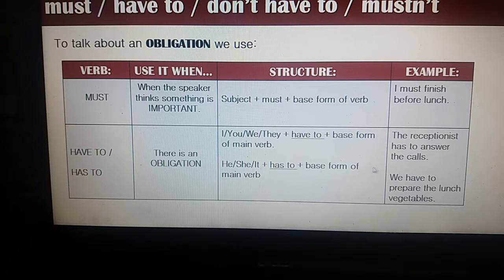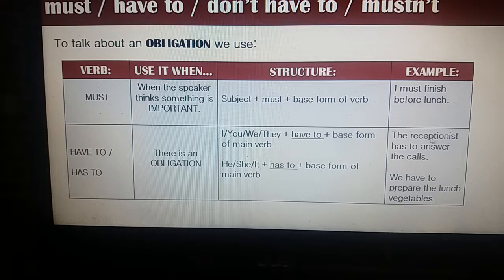Okay? For example, here I have, the examples are mixed, I'm sorry. But let's see. We have to prepare the lunch vegetables. Now notice, here I use have to in the base form of the verb. Okay? And when I have he, she, or it, I must use has to. Okay, he, she, and it go with has to in the base form of the verb.